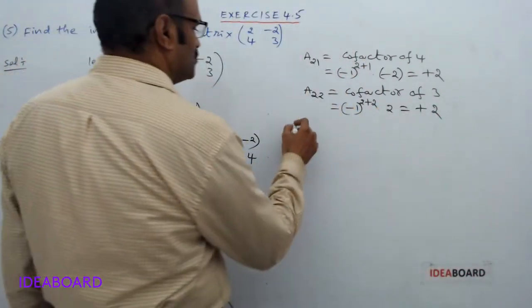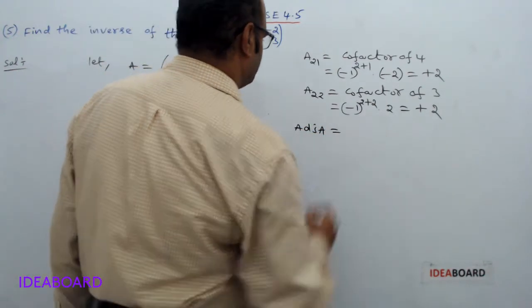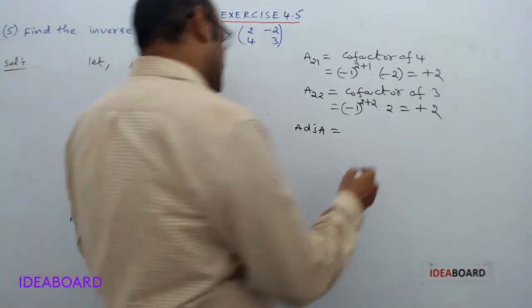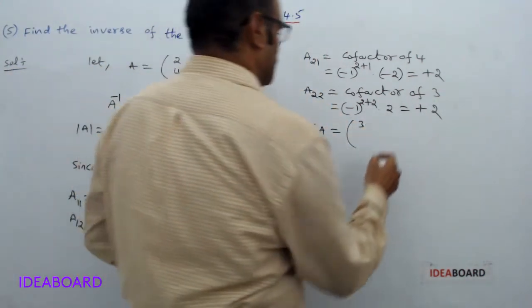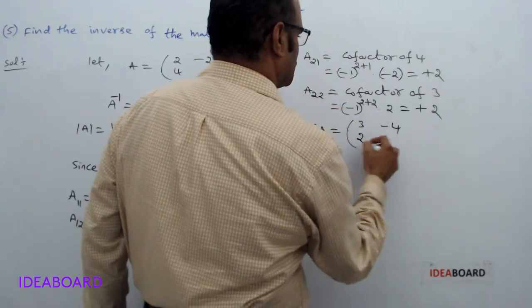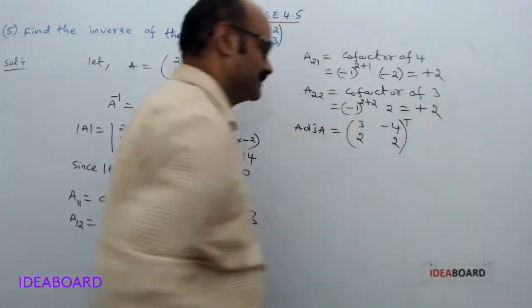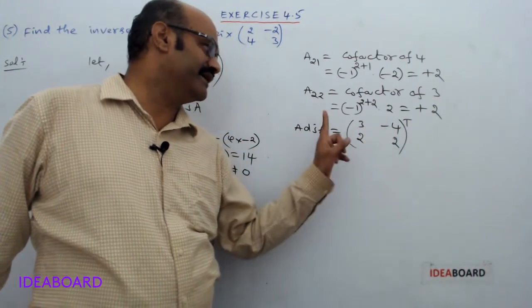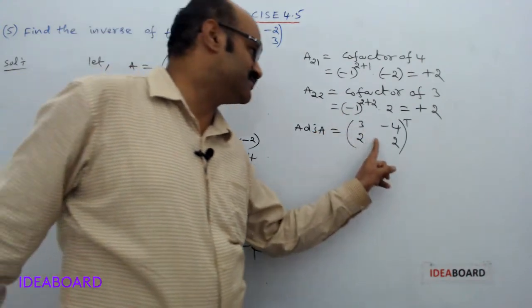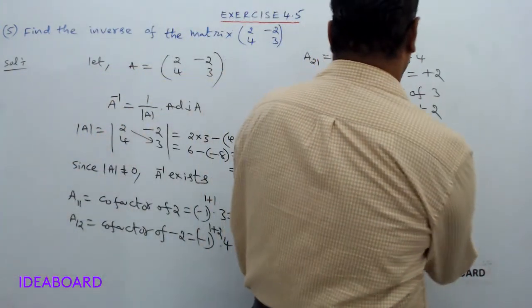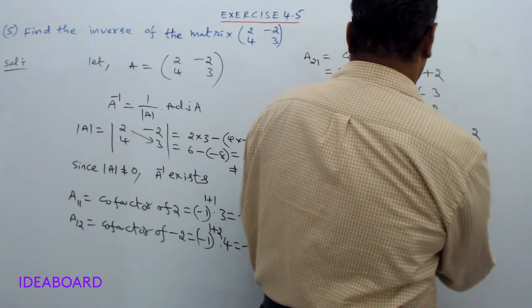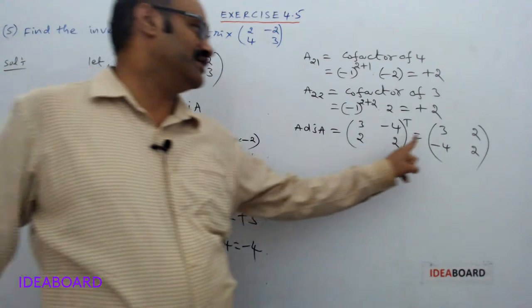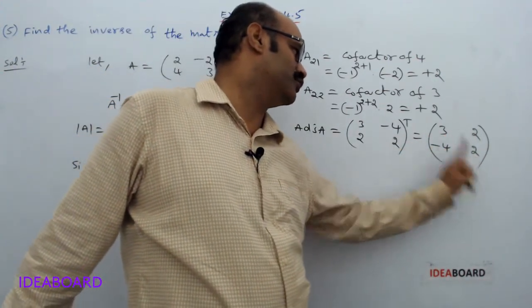Therefore, now adjoint of A equal to, first write the cofactors. The cofactors are A11 equal to 3, next we have minus 4, plus 2, and so on, whole transpose, the transpose of the cofactor matrix of the given matrix A. Now the transpose of this matrix, we get 3 2 minus 4 2. So adjoint of A equal to 3 2 minus 4 2.